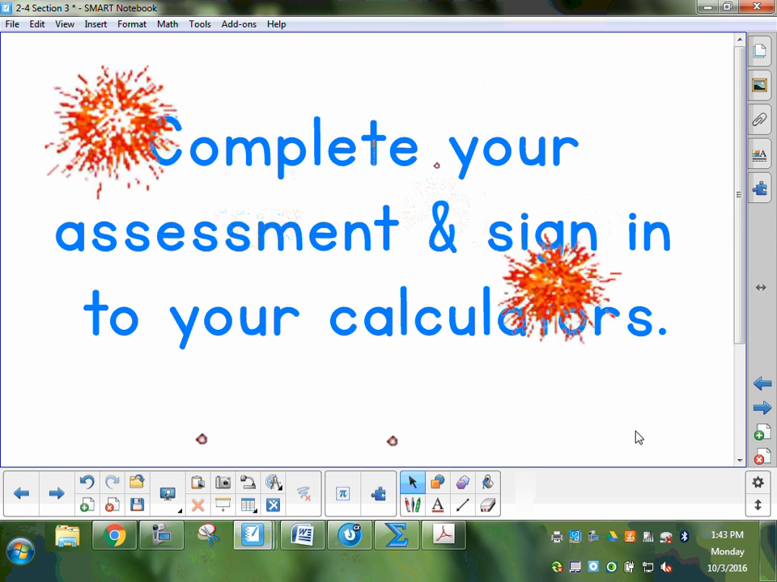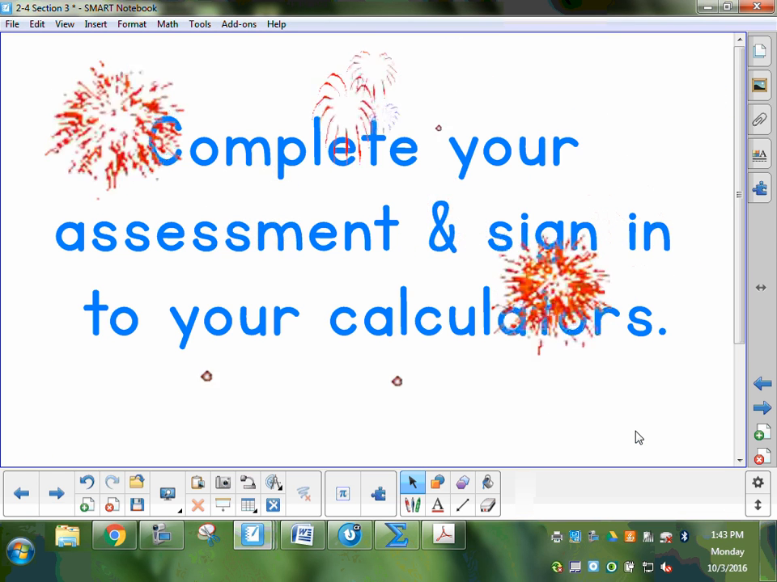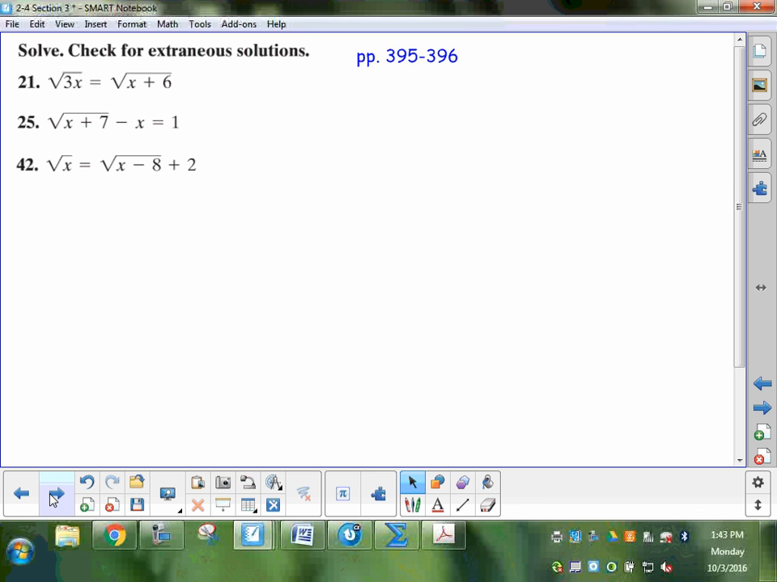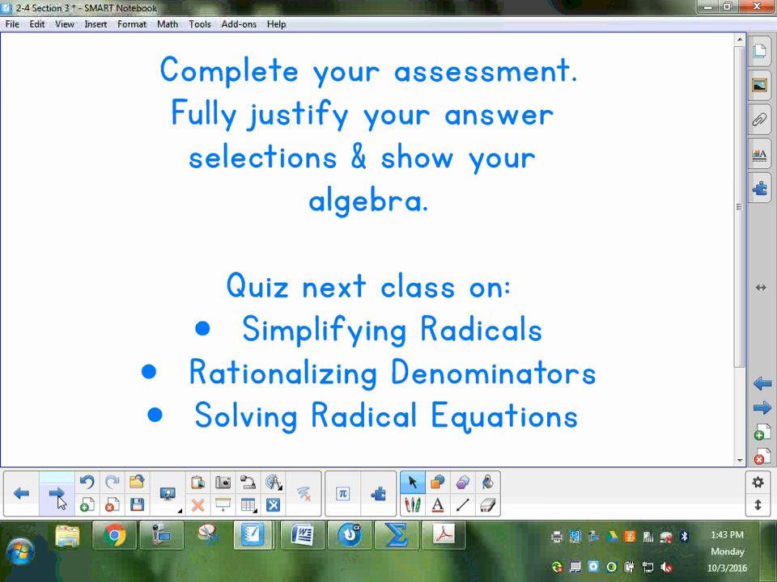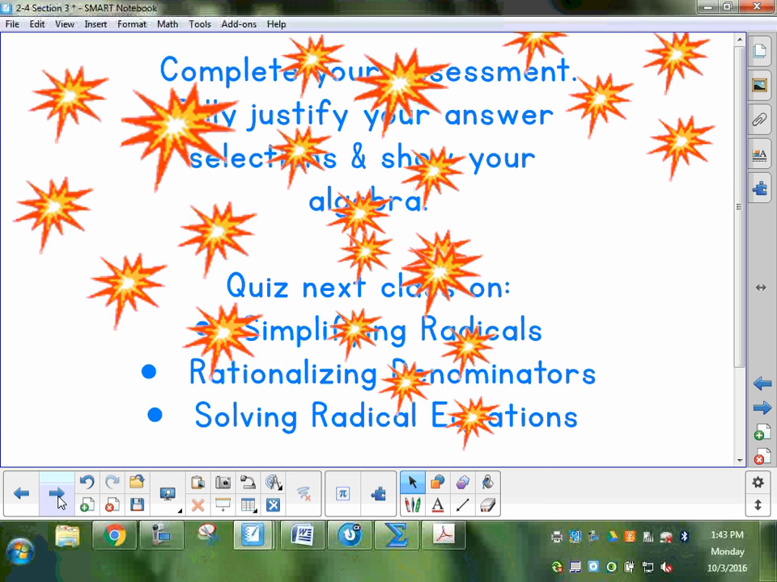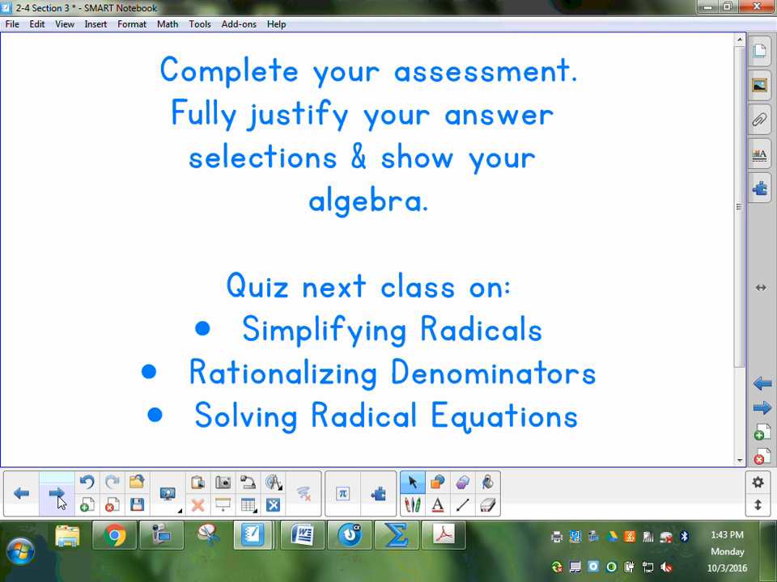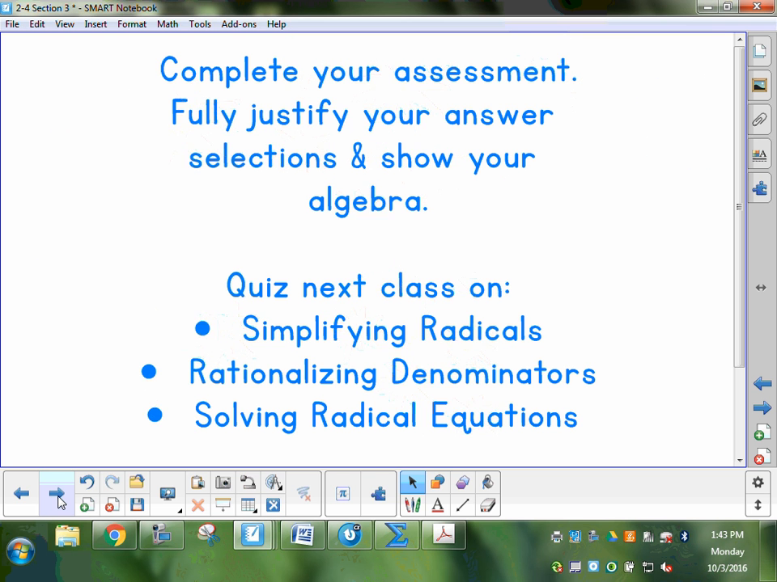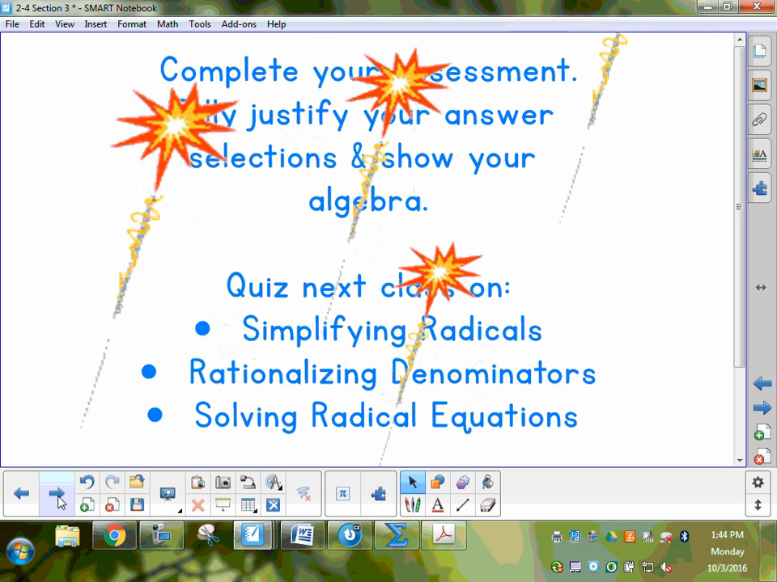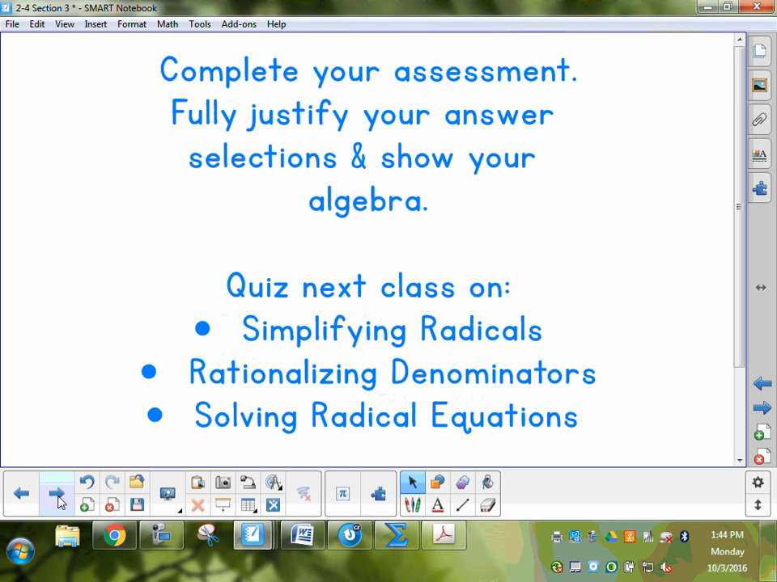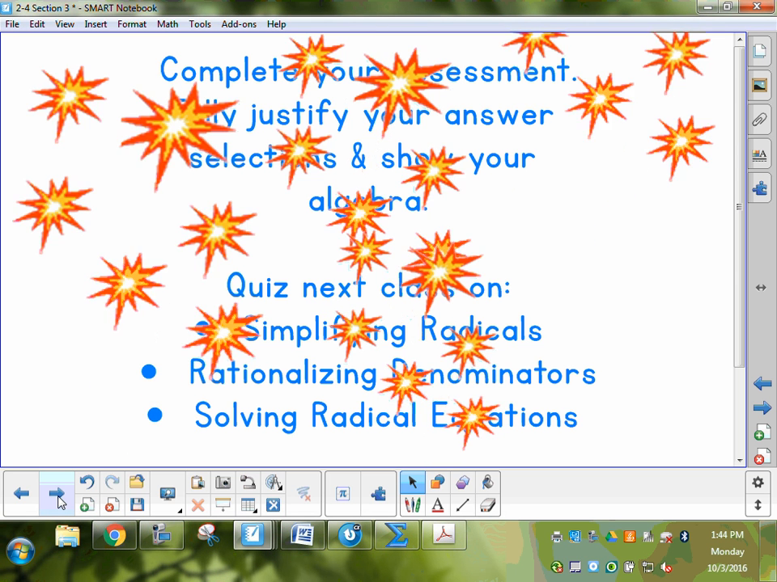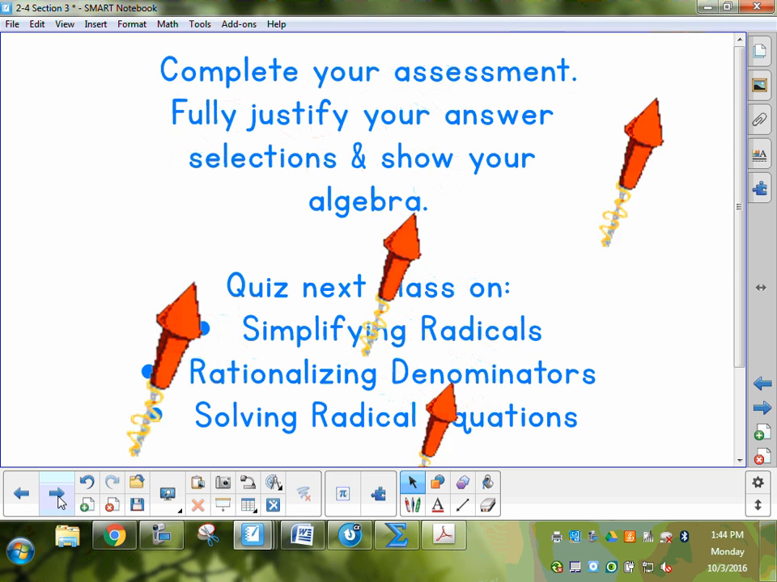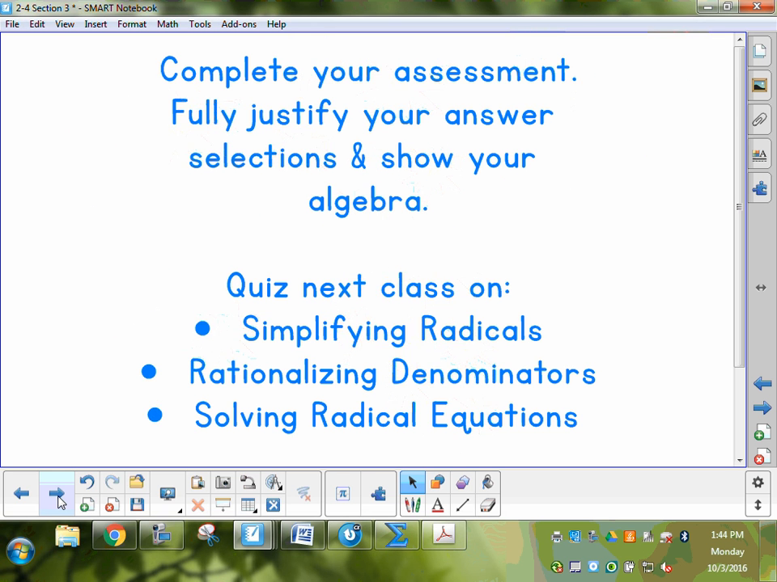Now, the other thing that you all need to know is this. Next time we have class is your first unit quiz. The stuff that you need to know is how to simplify radicals. You need to know how to rationalize denominators. You need to know how to solve radical equations. If we've done it so far this unit, it's fair game.